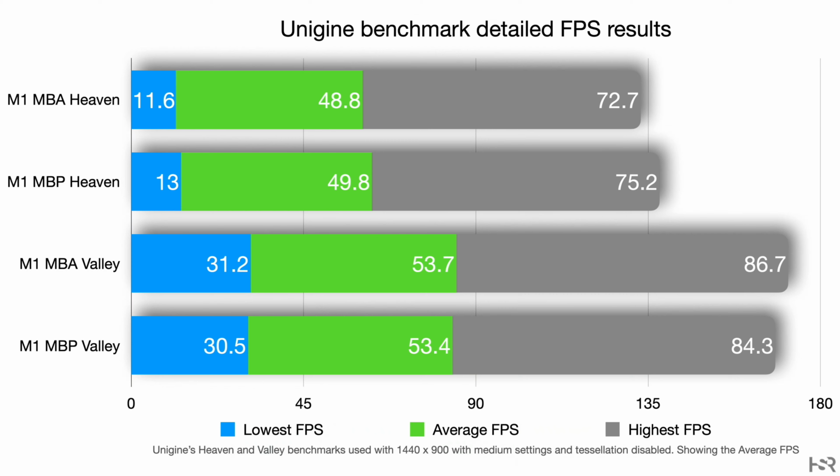Now let's move on to Valley. In Valley, they do a little bit better, but what I found interesting was the MacBook Air does do a tiny bit better. And when you look at the highest FPS, the MacBook Air is about 3-ish frames per second faster.